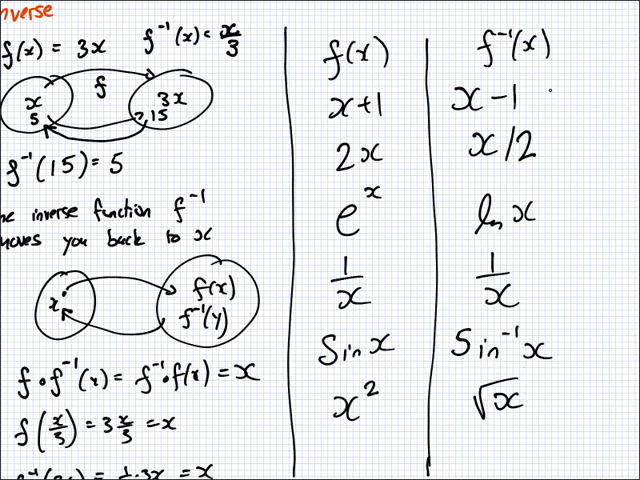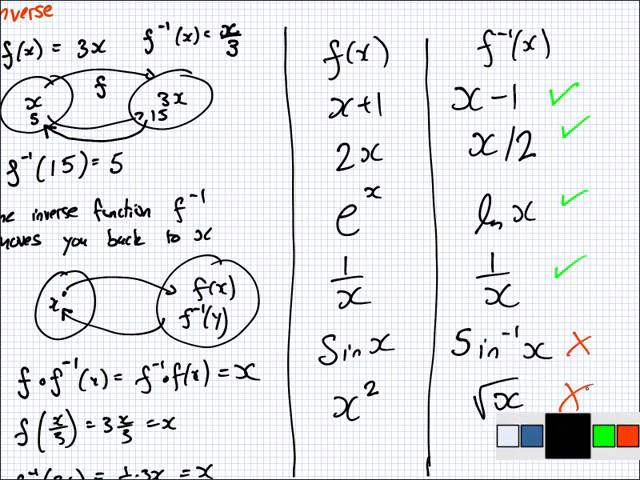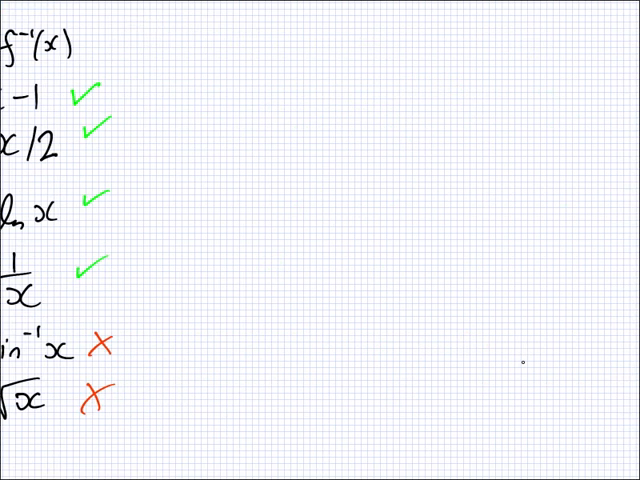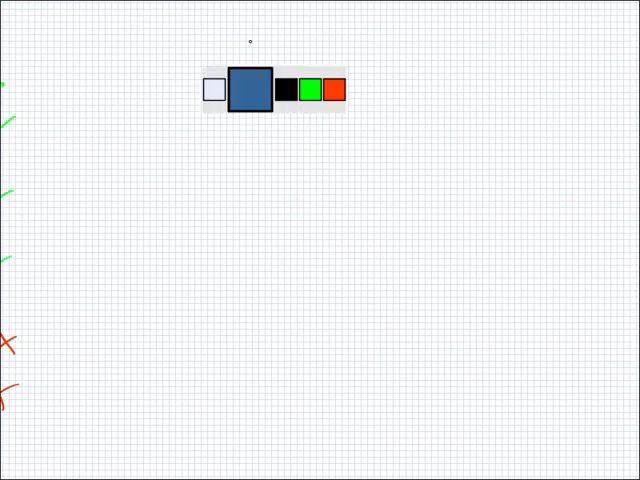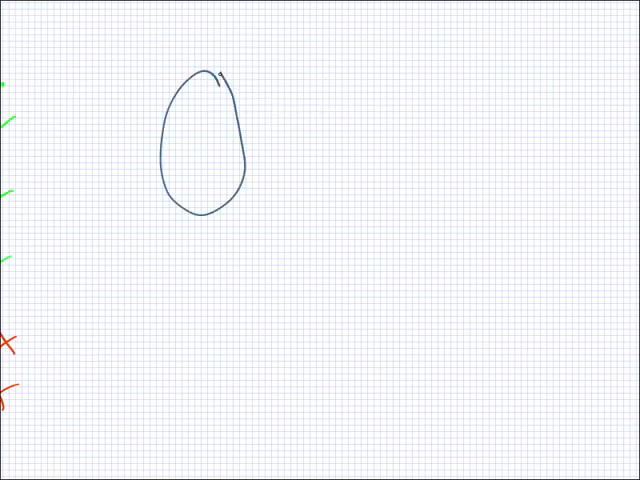Now, some of these are actually okay. So this one's okay, and this one's okay, and this one's okay, and this one's okay. But actually, you have a little bit of a problem with these ones. You might think this is the inverse, but it's not. Here's the problem. Let's say I look at f of x equals x squared, and f inverse of x equals root x.